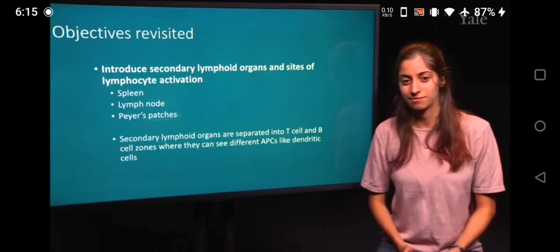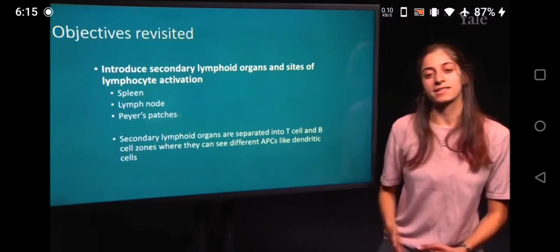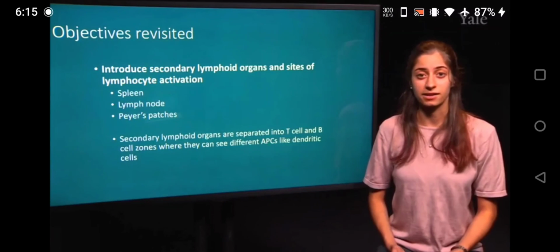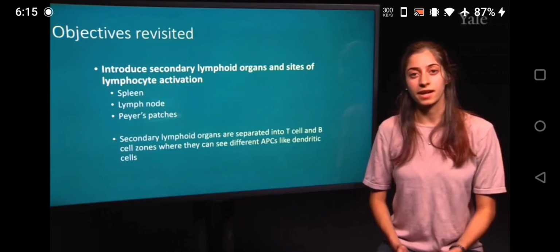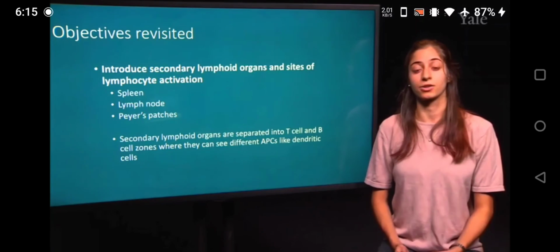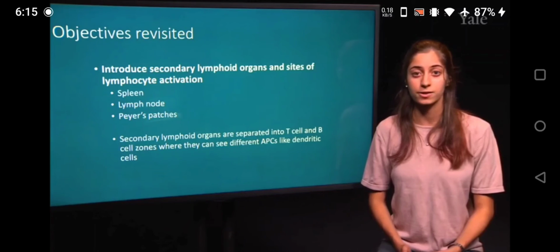We also learned that secondary lymphoid organs are highly structured and are separated into B and T cell zones, where the lymphocytes can interact with specialized dendritic cells and decide whether they are going to become activated or not in response to a specific antigen.